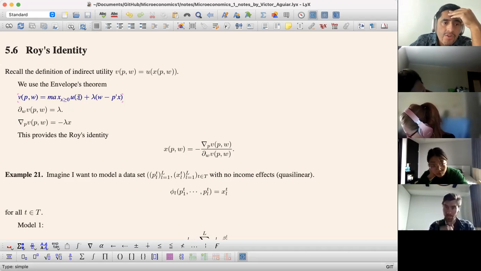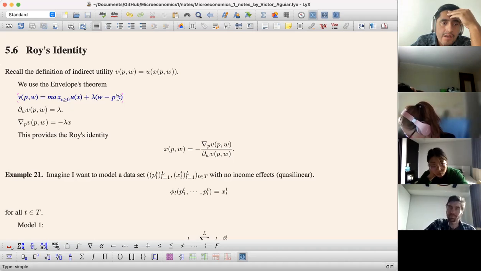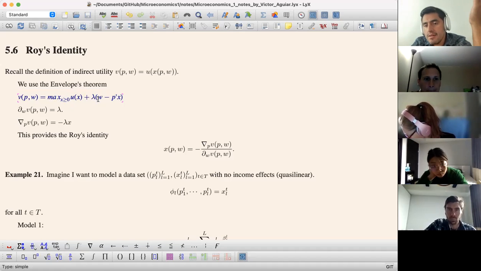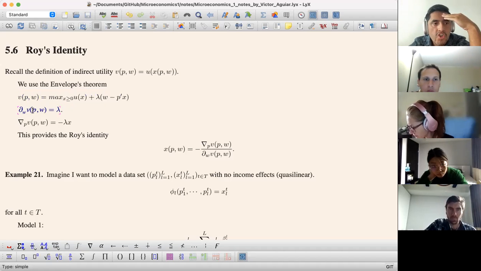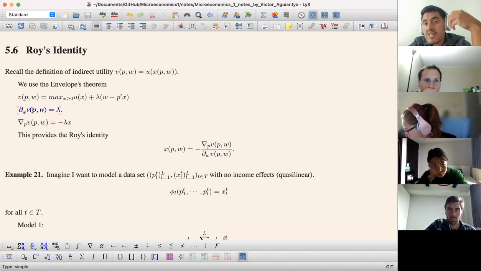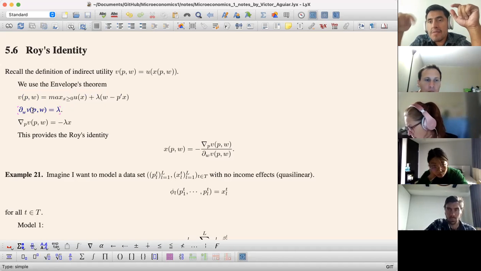So let's do that mechanically. Write down the Lagrangian, u of x plus lambda, parentheses w minus p times x. Assume the x is constant, right? And now derive with respect to w. What is the derivative of the Lagrangian, assuming x is constant, with respect to w? Who can tell me? Well, super simple, right? It's just lambda, right?